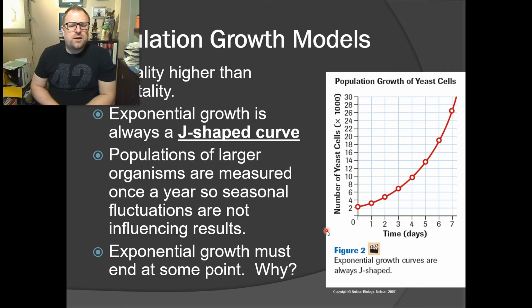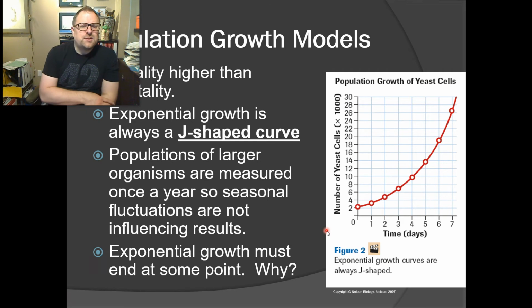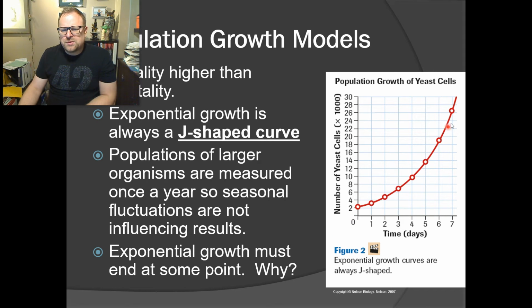Populations of larger organisms are measured once a year, so seasonal fluctuations aren't seen. If we were doing this in a lab situation, we would probably see something like this, measuring in days. If we're looking at something bigger, a larger organism, we might measure it in years rather than days, because there are seasonal fluctuations that we experience.